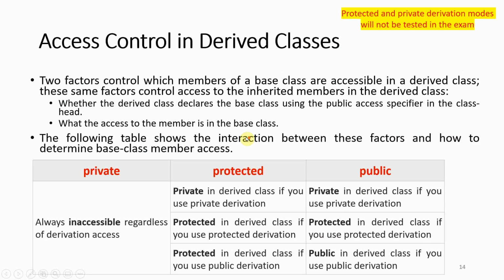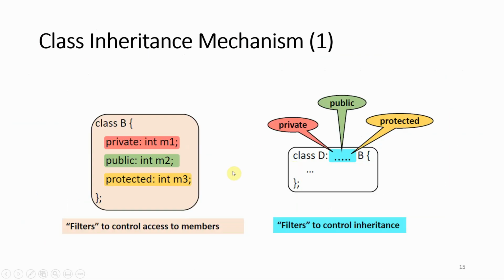Let's look at an example here. This basically shows the two filters. One is what's the access mode in the base class. This is the first filter. The second filter is what's the derivation mode. You can think of it as two filters. It has to go through both of them, right? So the most strict one would take over.